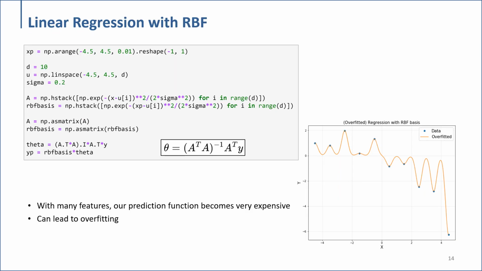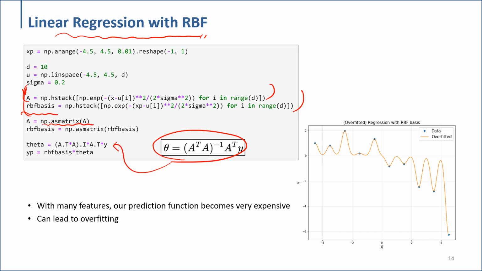So the idea of implementing this linear regression with RBF using Python is exactly the same as what we have learned in polynomial regression. Firstly, you need to define the basis function, and then treat this as a matrix, and just solve the linear algebra problem by using this relation.